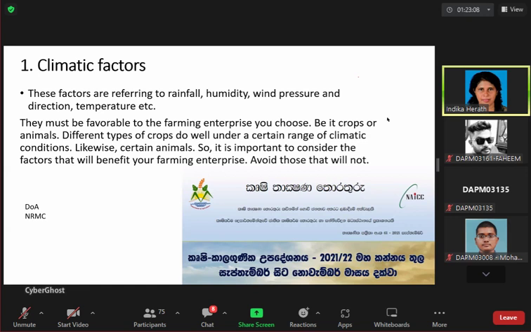And there are leaflets and information on the web on climatic factors, right? The factors referring to rainfall, humidity, wind pressure, direction, temperature, all this information. There are substations of the Met department where we can get this information, and we can also use the agroclimatic map that is available on the web. So you can use, yes, there is a telephone number 1920.